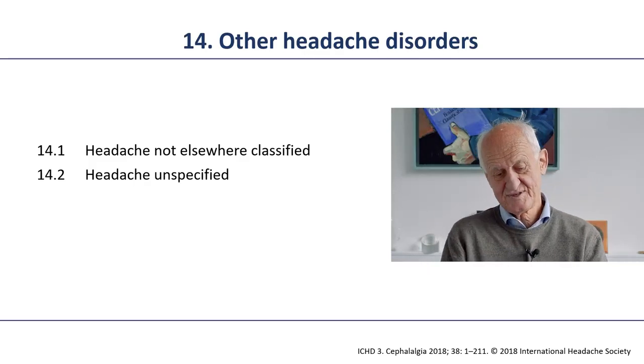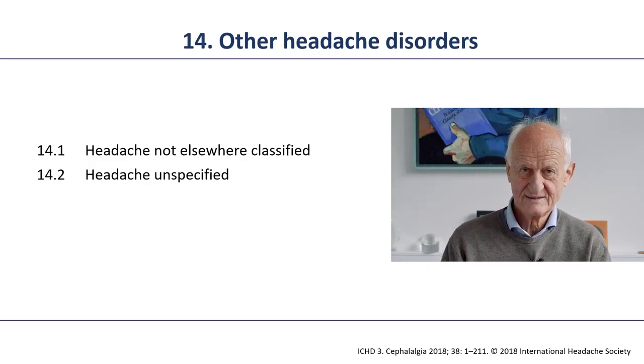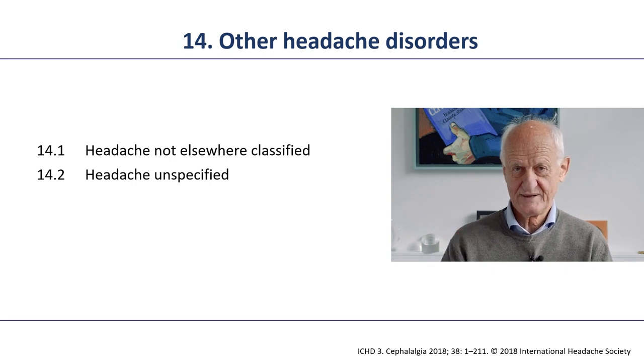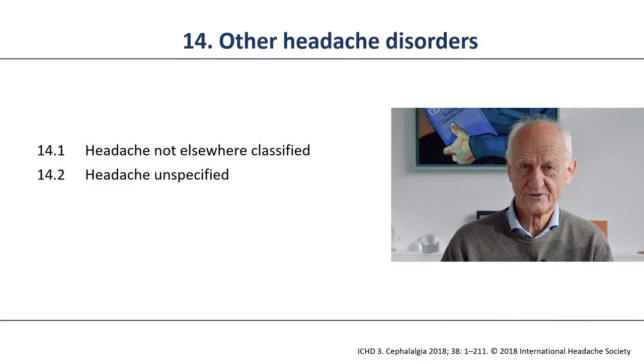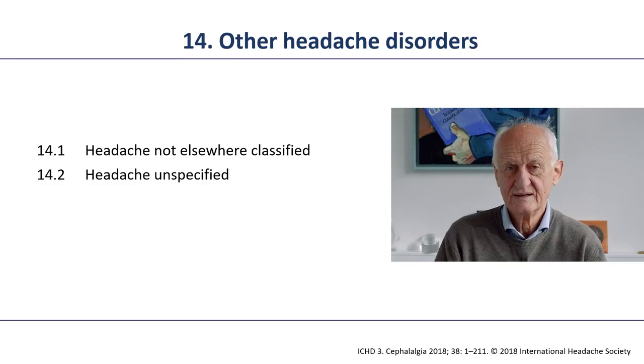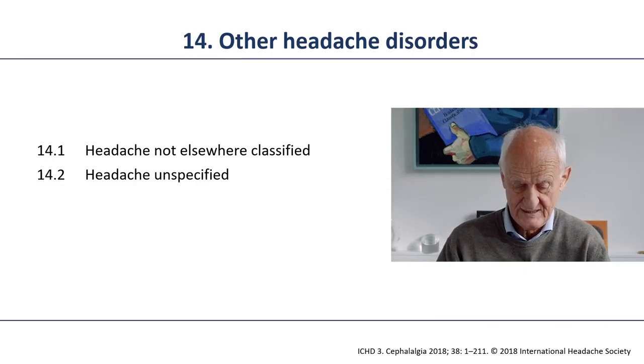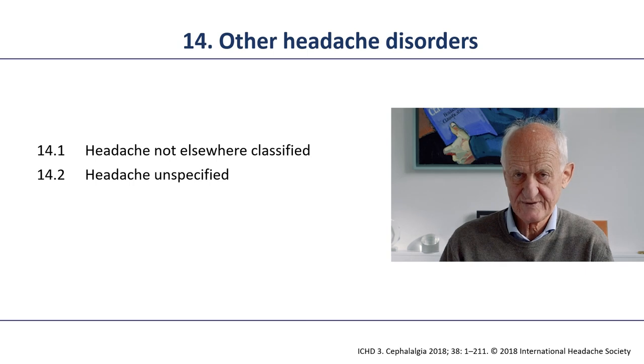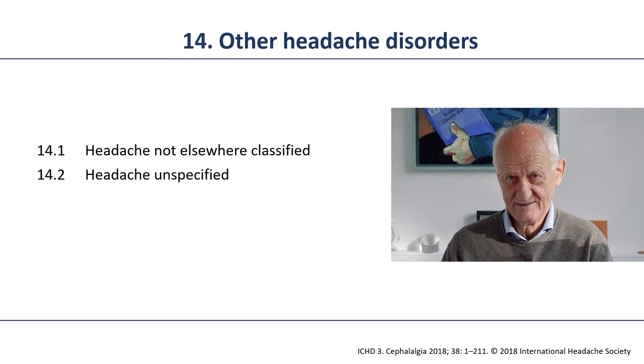This was about facial pain and the cranial neuralgias, but we also have a chapter 14, and chapter 14 is supposed to pick up all the patients who don't fit into the preceding 13 chapters of the classification. It's divided into 2 different kinds: headache not elsewhere classified. What that means is this is a new kind of headache.